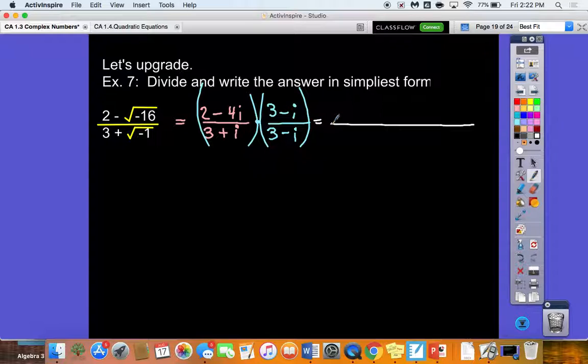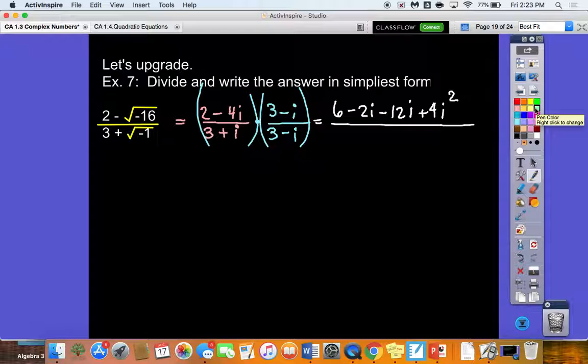So let's distribute the 2, and that's going to give me 6 minus 2i. Now we're going to distribute the negative 4i. So negative 12i, and negative 4i times negative i is positive 4i squared. Don't try to do too many things at once because you can get lost in the signs. Safer to go slow if you're in question.